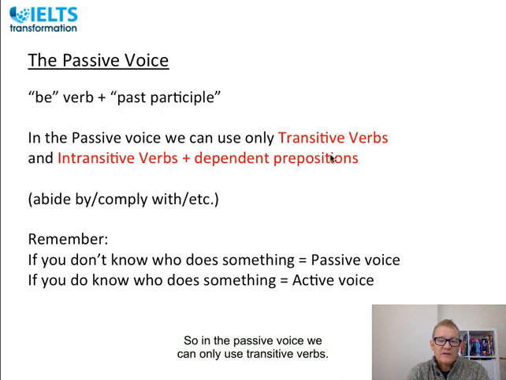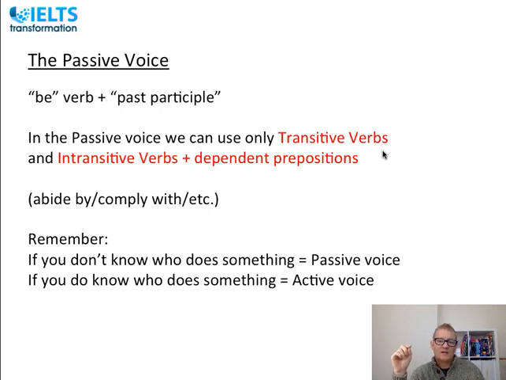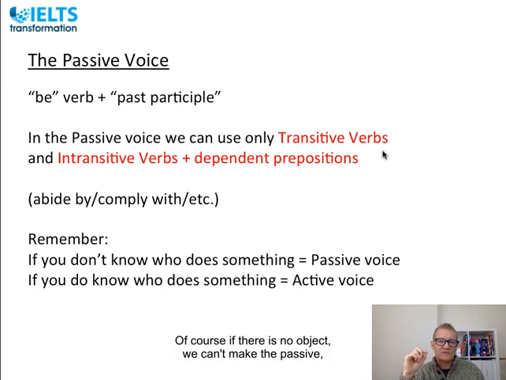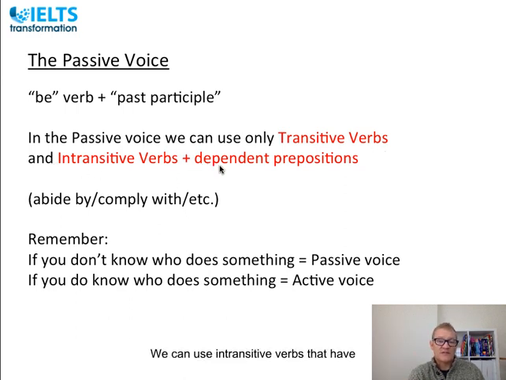So in the passive voice, we can only use transitive verbs. Remember, a transitive verb must have an object. So, of course, if there is no object, we can't make the passive, because passive is when we take the object and move it to the subject position. We can use intransitive verbs that have dependent prepositions as well. For example, abide by, comply with, listen to, etc. So if we don't know who does something, or we don't care, it's the passive voice. If you do know who does something, it's the active voice.